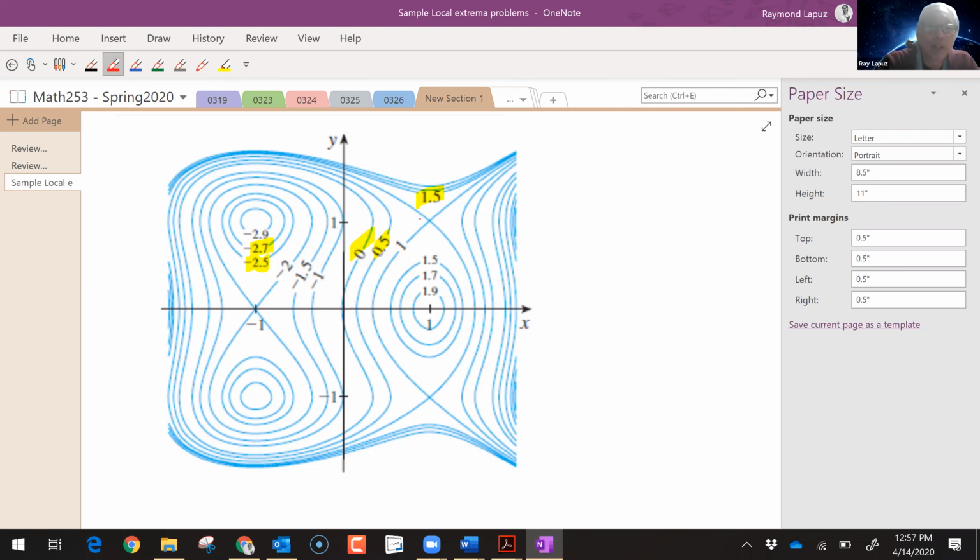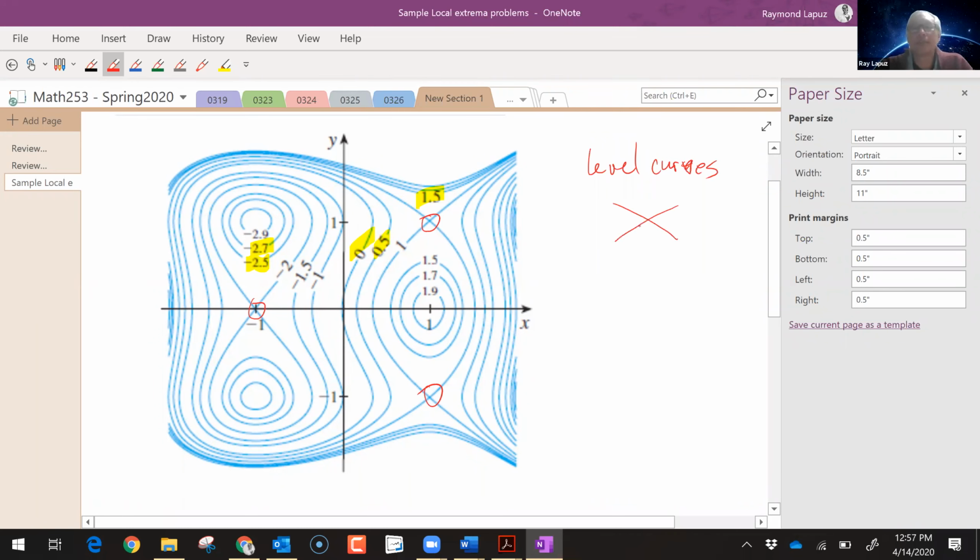the places where they have these X's. Your level curves kind of look like this, right? There are these points that I labeled. What is happening in those places? Any ideas? Saddle. So those will get you your saddle points.